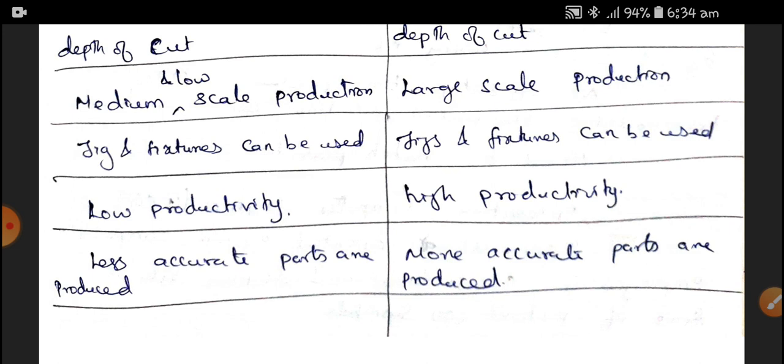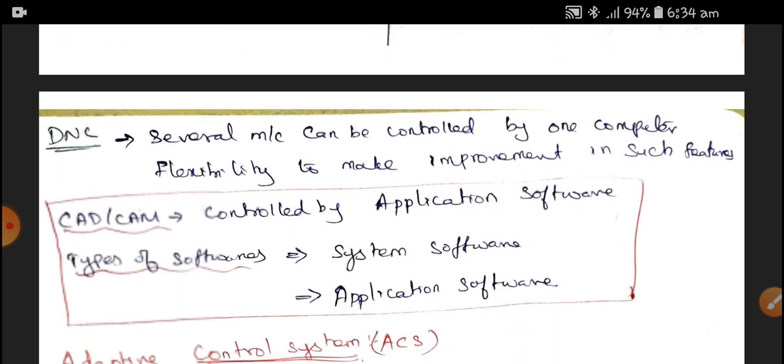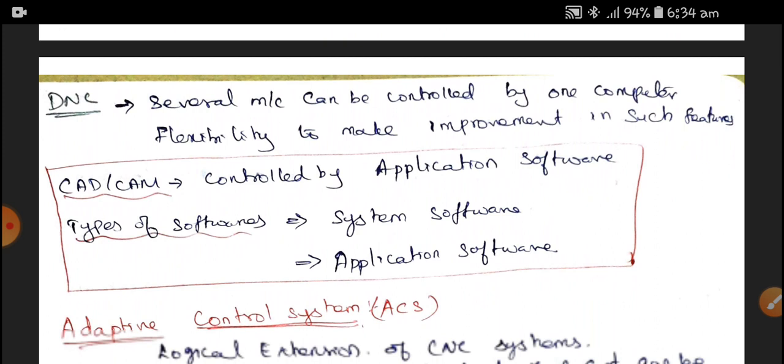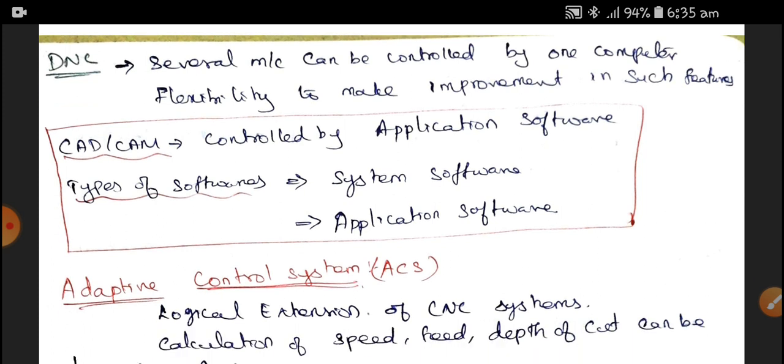So next is the DNC. As I said earlier, several machines can be controlled by means of one computer, and here the flexibility to make improvements in such features can be done. And CAD/CAM is controlled by application software. We can say software has system software and application software, whereas CAD/CAM is the application software.